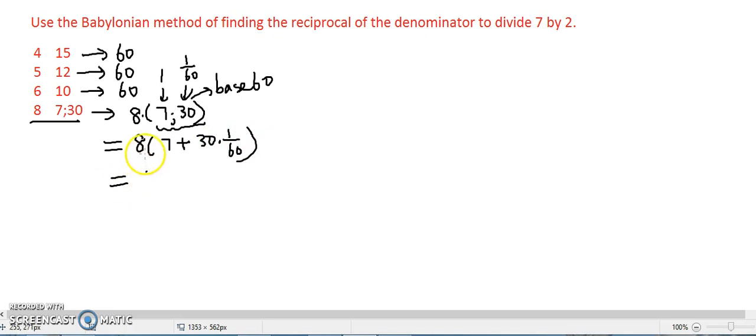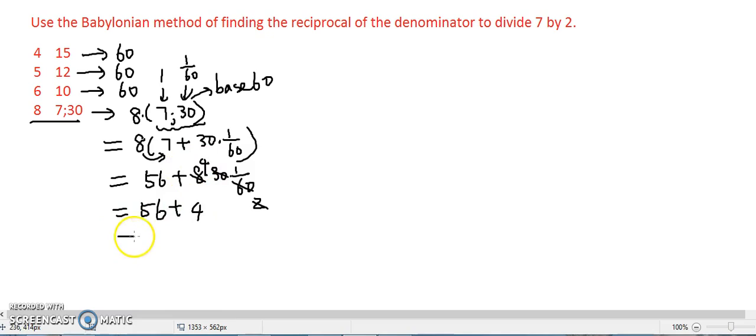Okay, so we have 8 times 7, that would be 56, plus 8 times 30 times 1 over 60. So we get 56 plus, if we reduce them, 4. And 56 plus 4 is exactly 60. So each pair here multiplied is 60.